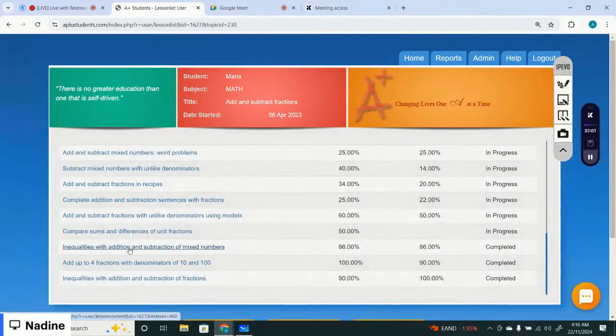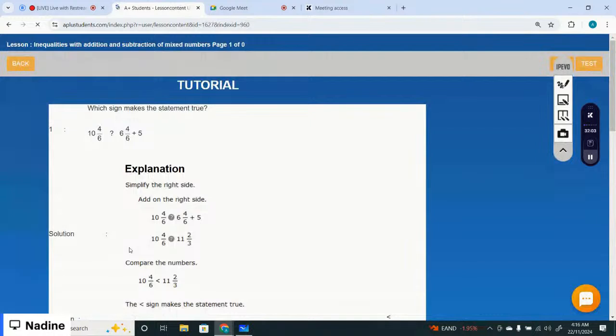That is inequalities with addition and subtraction of mixed numbers. Which sign makes the statement true? You have 10 whole 4 over 6. You have to compare, right? And 6 whole 4 over 6 plus 5.